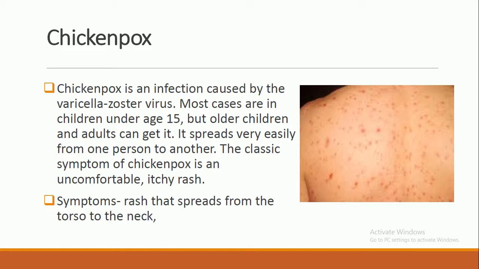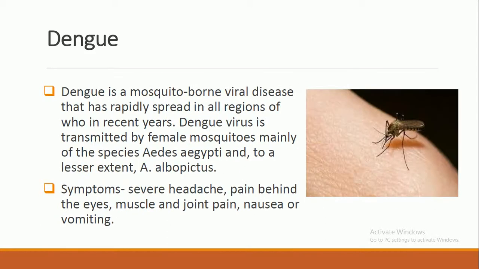The rash turns into fluid-filled blisters and eventually into scabs. It usually shows up on the face, chest, and back and then spreads to the rest of the body. Symptoms: rash that spreads from the torso to the neck. Another infectious disease is dengue.